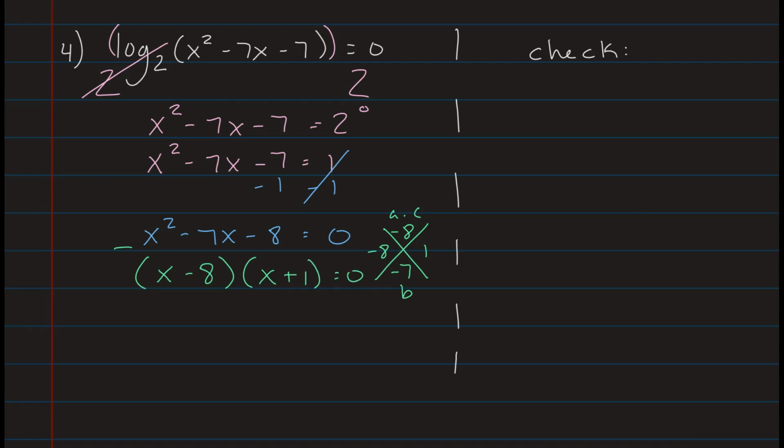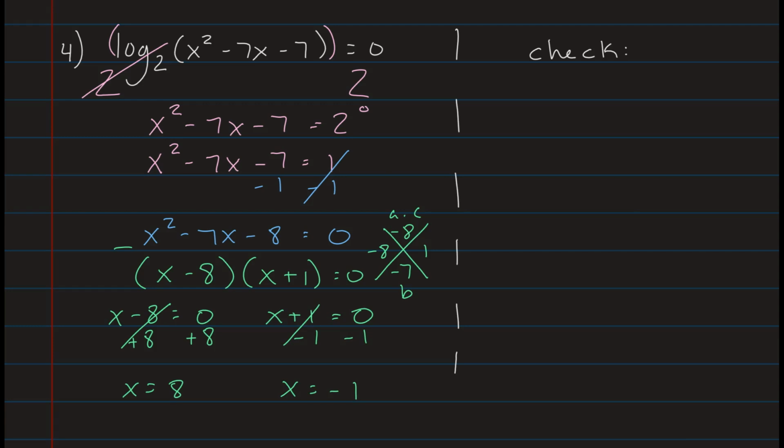These are my factors, but I'm trying to find solutions here. So what you need to do to go from factors to solutions is set each factor equal to 0. Then you get x by itself. So I'm going to add 8 over, meaning my first solution is 8. And then I need to subtract 1 over, meaning my second solution is negative 1.